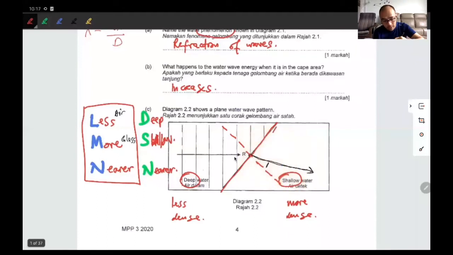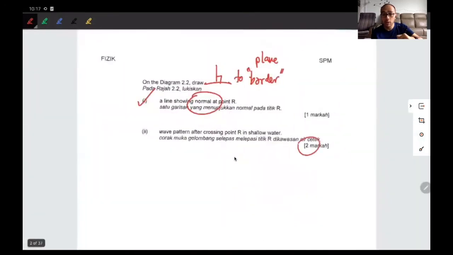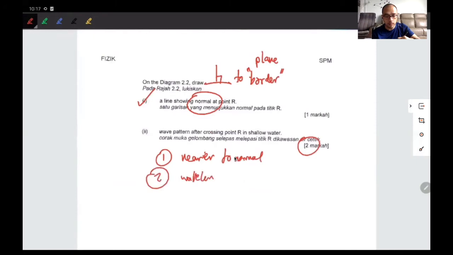If you don't want it to be almost identical, also can. You can maybe draw it something like this. It shouldn't be the same direction as the plane. But this is where you get your 2 marks. So 1 mark is to show that it is moving nearer to normal. The second one is the wavelength, the wavelength is shorter.